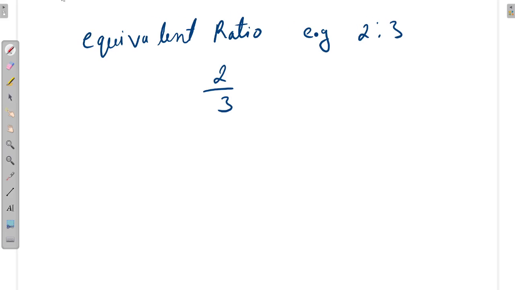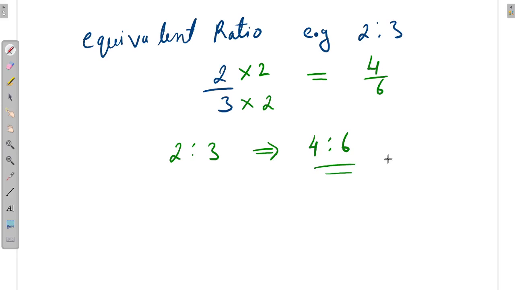We have to multiply by a common number in the numerator as well as the denominator. Suppose I multiply by 2 in the numerator, and here also in the denominator I multiply by 2. The answer becomes 4 is to 6. So 4 is to 6 is the equivalent ratio of 2 is to 3. If I want to reduce it, then again it becomes 2 is to 3. That is why 4 upon 6 is the equivalent ratio.